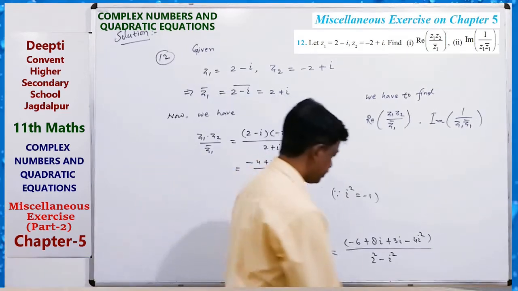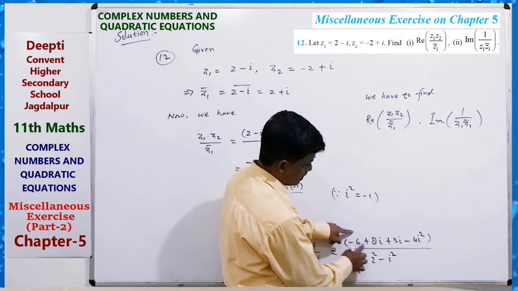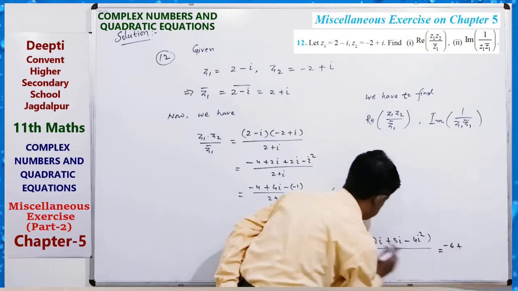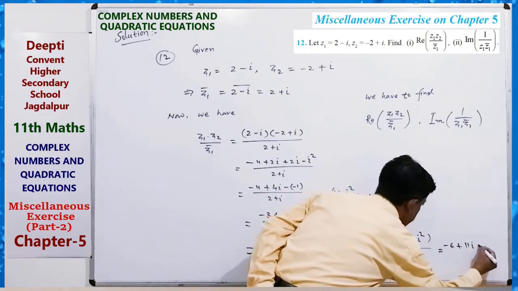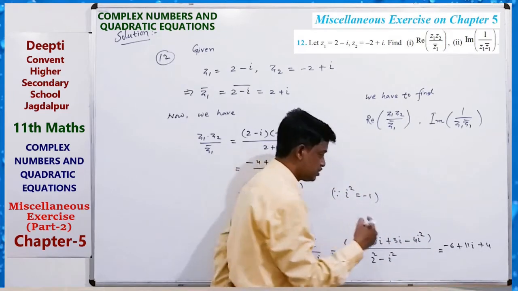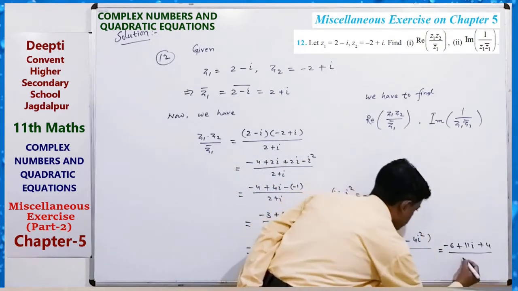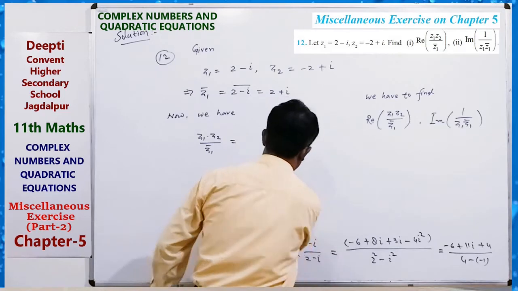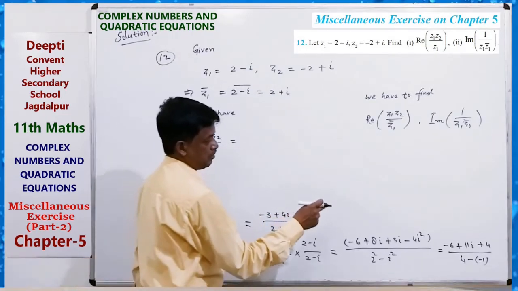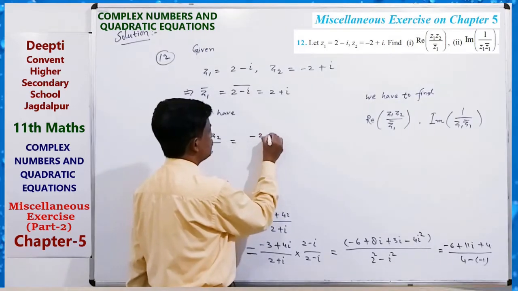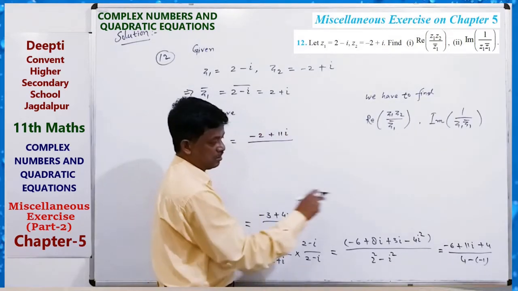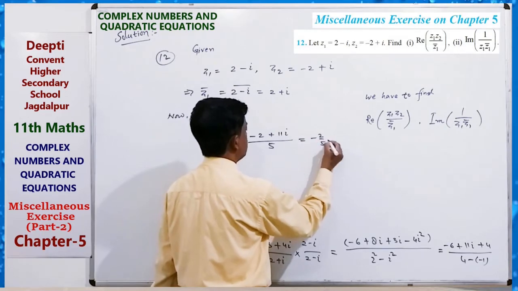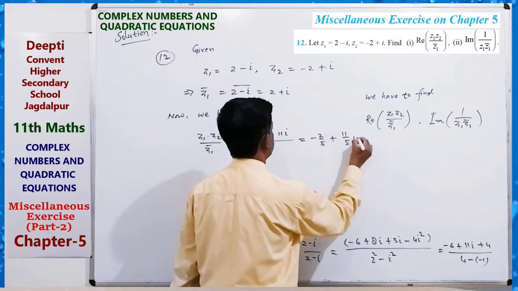So this is equals to what? We can write minus 6, here i square equal to minus 1, so minus 6 plus 8 and 3, 11i, minus minus plus 4i, plus 4 i square equal to minus 1, minus minus 1, plus 4, upon here 4 minus minus 1. So minus 6 plus 4, minus 2, minus 2 plus 11i upon 5. So this can be written as minus 2 by 5 plus 11 by 5 i.